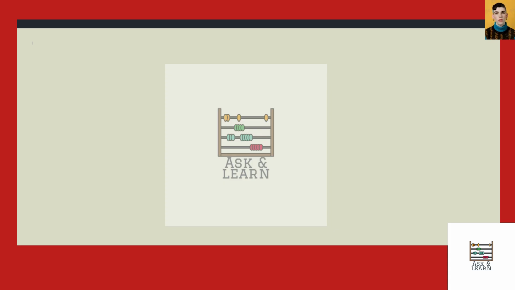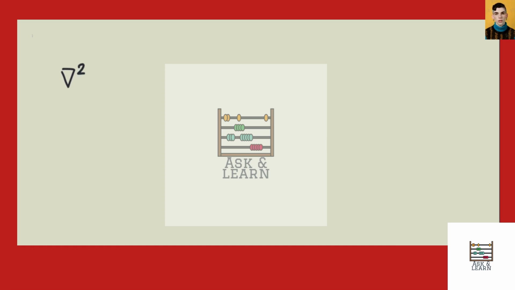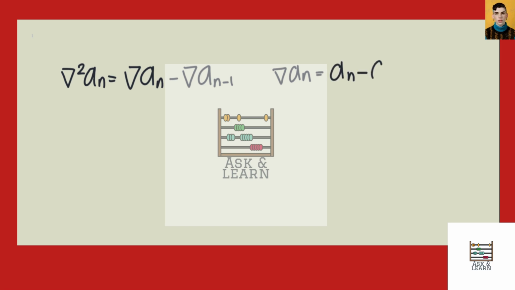All right, so for this problem, we are finding the second difference using these same sequences from the previous problem. And so we're going to use the rule that the second difference of a sequence is equal to the first difference of that sequence minus the first difference of that sequence where we subtract 1 from n. Just a refresher, the difference here is given by an minus an minus 1. Okay, so these are our formulas.